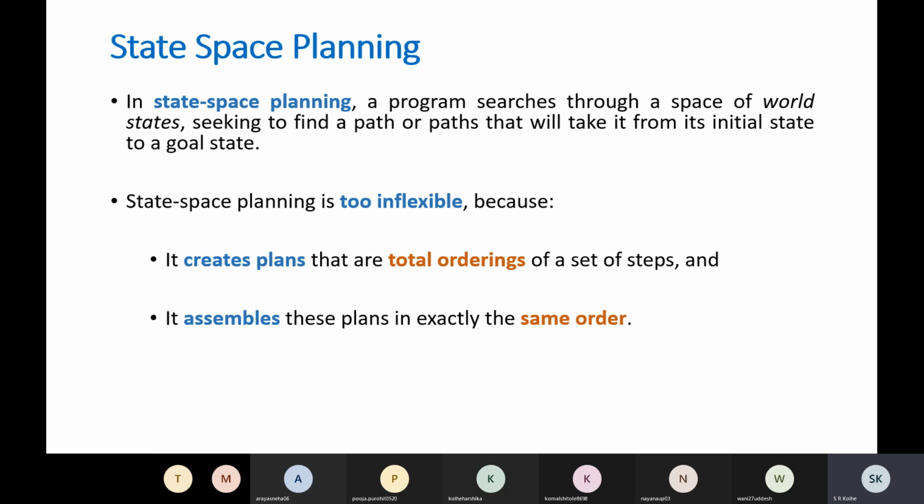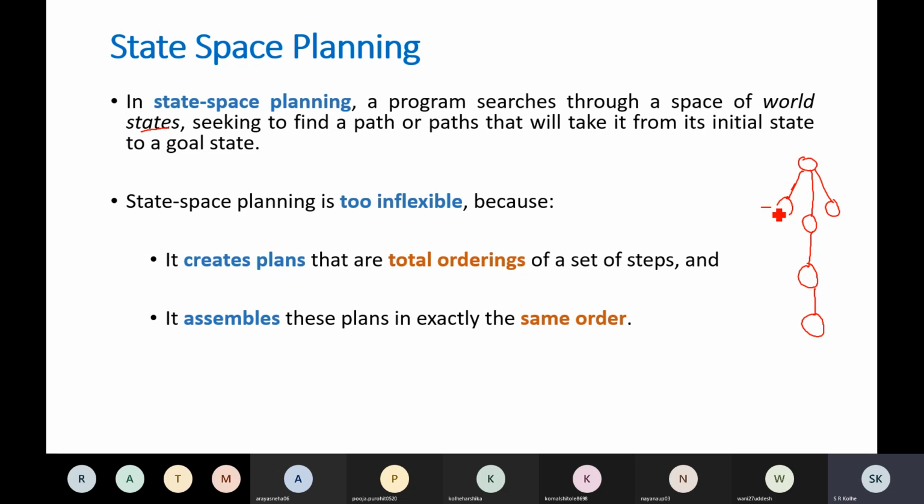So we'll proceed further. Before going to plan space planning, let us first try to understand what state space planning is, which we discussed yesterday. In state space planning, we know that the program searches through the space of world states, and that forms a state space, seeking to find a path or paths that will take us from the initial state to the goal state. So we start with the initial state and then we move through the intermediate states till the goal state.